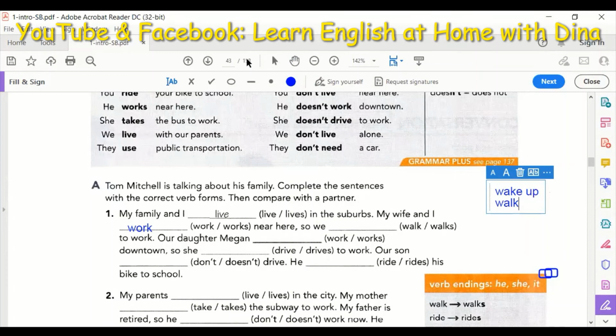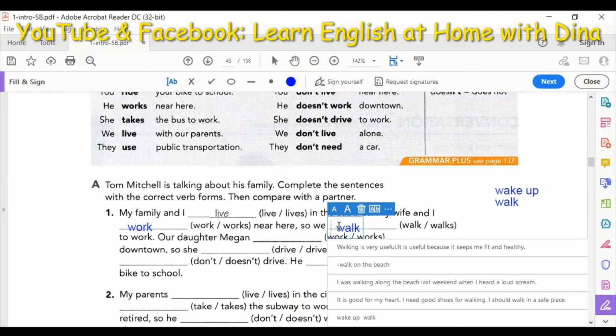So yes, but perfect. The answers are right. Walk. We walk, of course. We walk down. We walk to work. Very good. Let's move to the next part.